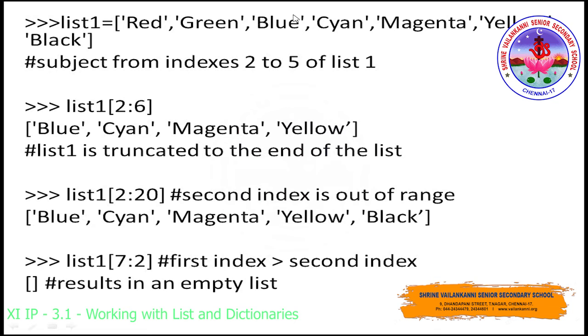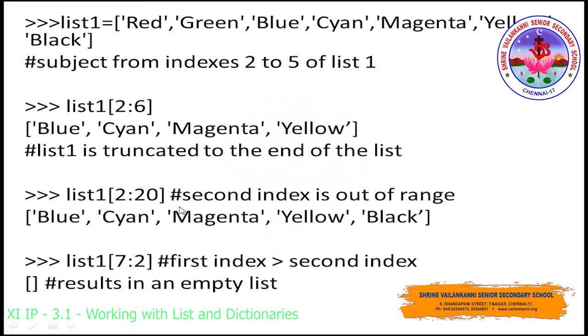And you can look at some other examples over here. They have created a list for the list1 variable using the colors, and list1 of 2 is to 6, if I give, what will happen? Starting from the second index position, that is 0, 1 and 2, starting from blue till yellow, 1 less than the last index position. So till this gets displayed.